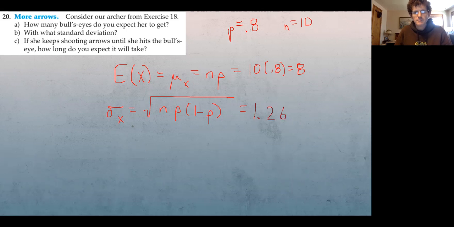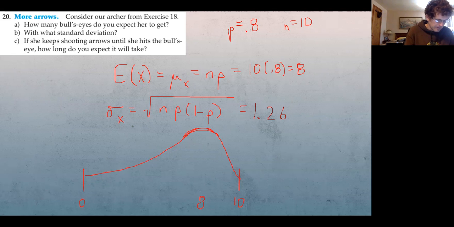There it is, 1.26. So if we wanted to create the distribution, we can visualize what it would look like. She could get as few as 0, as much as 10 successes. Here's 8 approximately, so we expect to see the peak right here. Now it's going to go down to 10, and it's going to go down to 0. So this is going to be skewed a little bit. And we'll talk about the skew of the binomial as part of class today.